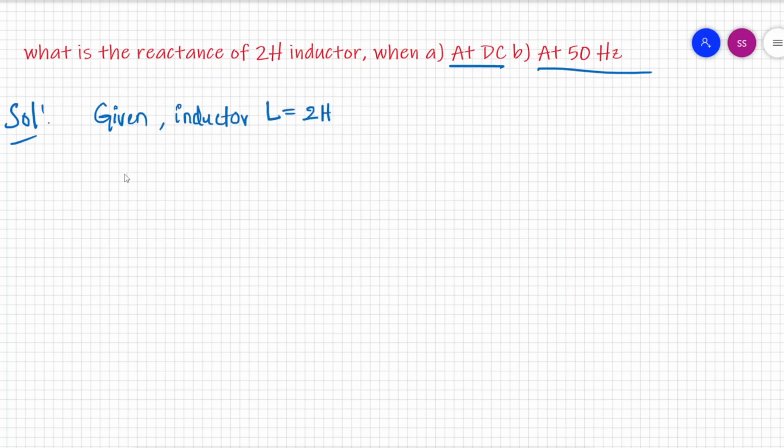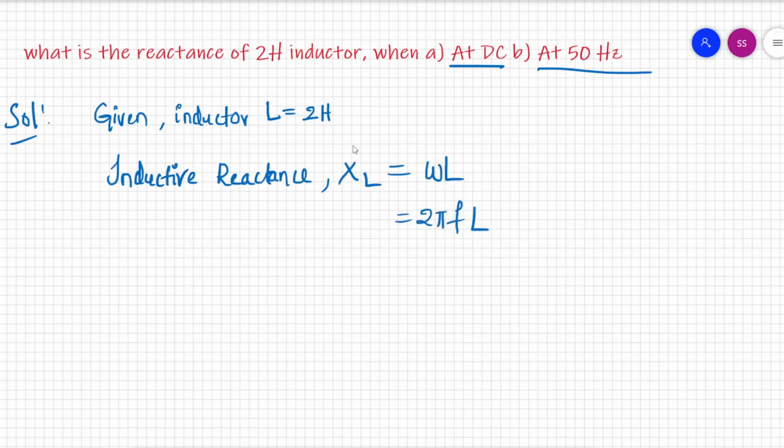So we need to find the reactance. Reactance is nothing but inductive reactance, because the element is an inductor. What is inductive reactance? Formula, that is XL equal to omega L, which equals 2 pi FL. Okay, so we have the inductance value. We need to find the frequency.